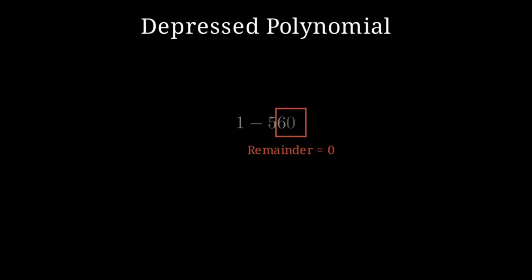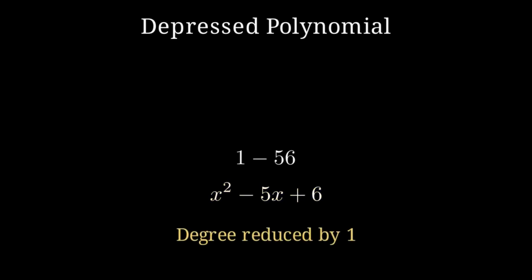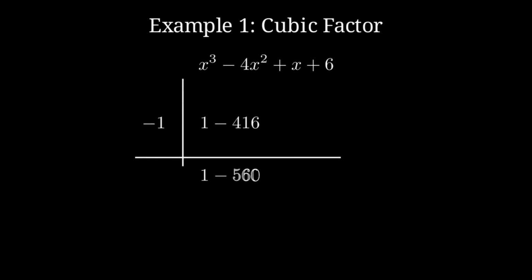The numbers remaining in the bottom row represent the coefficients of the depressed polynomial. Because we divided by a linear term, the degree of our polynomial has dropped by 1, making it much easier to solve. Let's try x cubed minus 4x squared plus x plus 6.